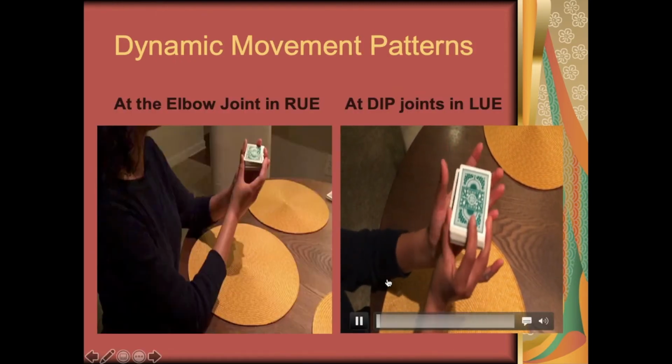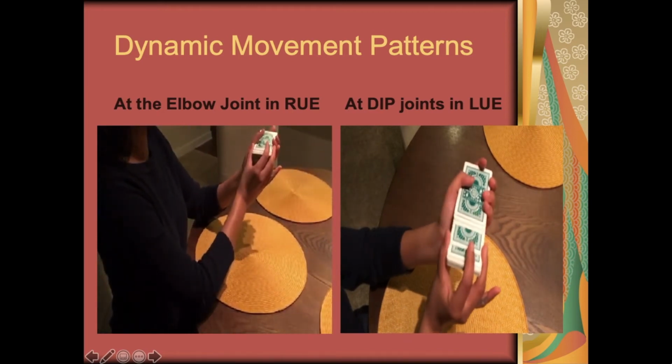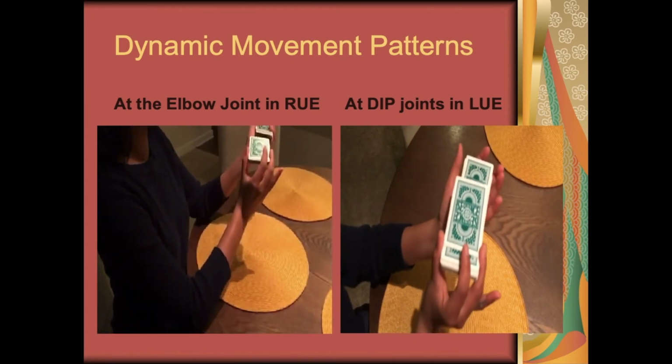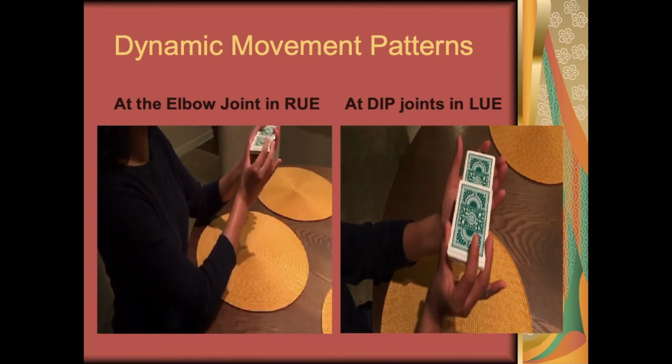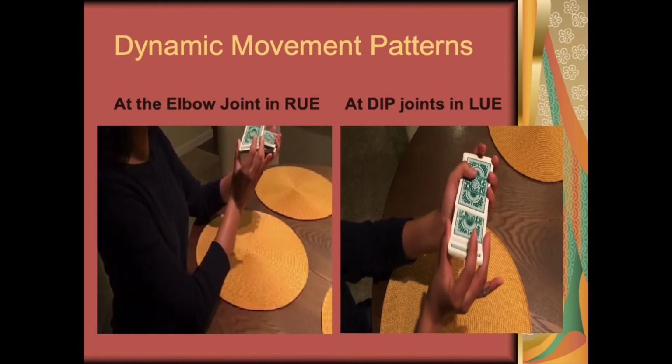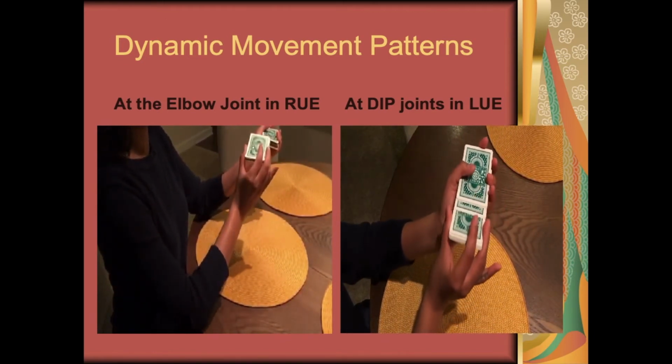The two videos seen are two of the primary motions analyzed, one in the right upper extremity and the other in the left upper extremity. Cards are sitting in the left hand on the palmar surface tucked under the PIP joints of digits 2 through 5 and IP joint of the thumb.